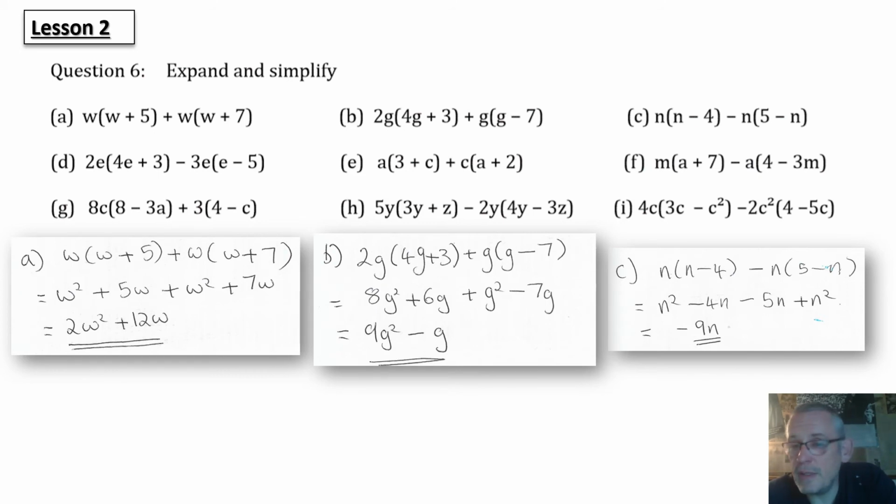Add the G's. Remember, G squared on its own means that there's a 1 there. And so also look here, minus 7G add 6G is minus 1G. Don't put the 1 there. Always in maths we tend to drop numbers or letters or symbols that we don't need, and in this case we don't need it there.